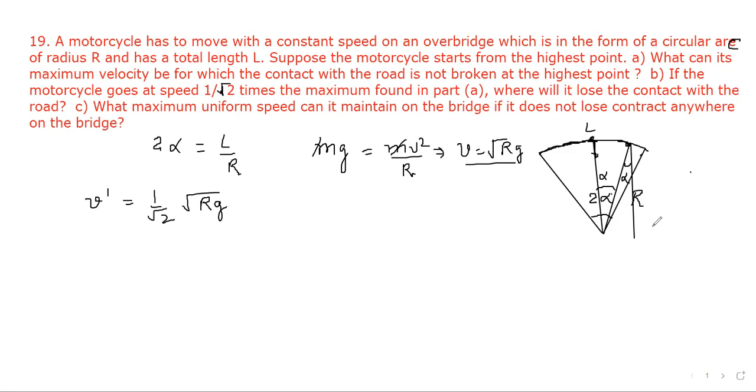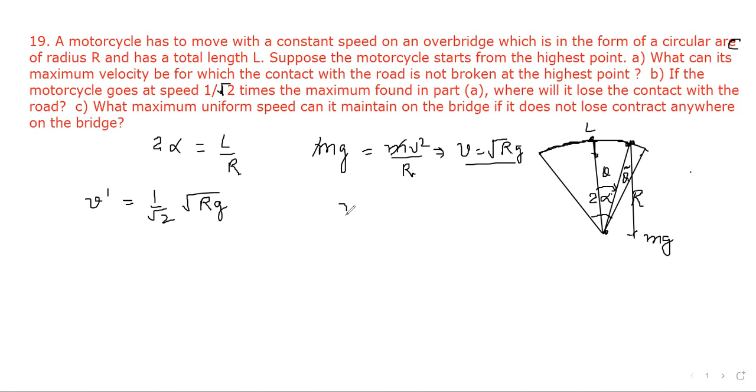Sorry, it can't be alpha because total angle is up to here. This is alpha. So let's take it as theta, so that will be easy. So here, this angle is theta. So this angle is also theta. Now, at this point, we suppose that the motorcycle loses contact. So mg will be in this direction. This angle is theta. mg cos theta will be toward the center.